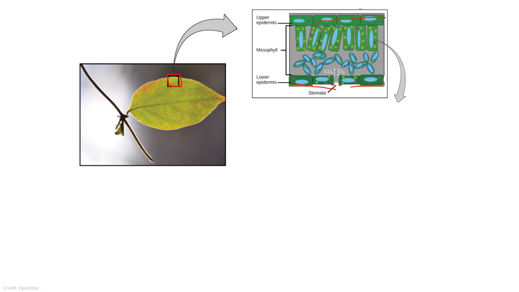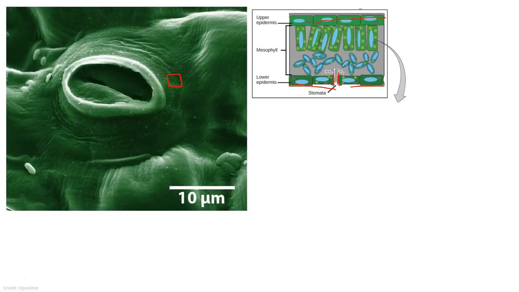Also, an interesting feature here is that there's a little gateway, a little hole that allows carbon dioxide and oxygen into and out of the cell. There's a lot of gas exchange happening here in this process, photosynthesis. So this is what one of those gateways would look like, a very small microscopic hole to allow gas into and out of the leaf.